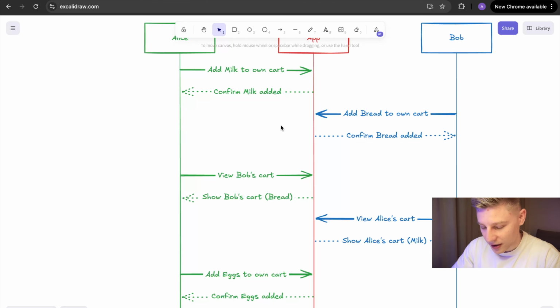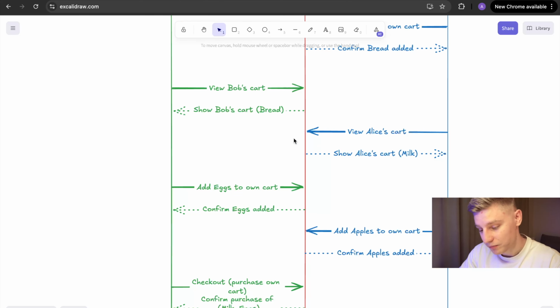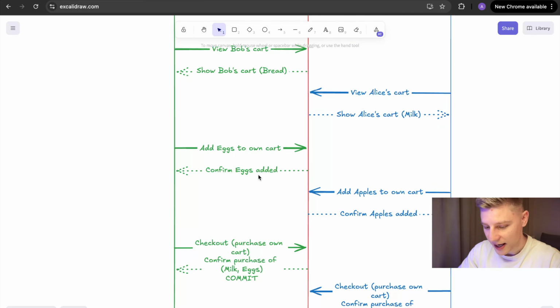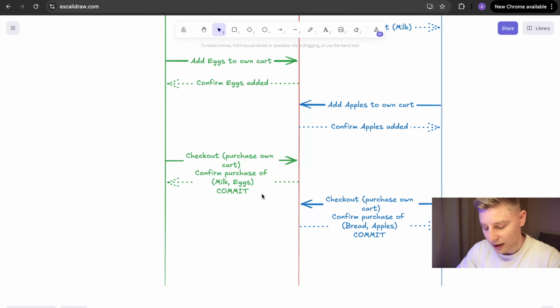The app confirms the purchase. Bob also comes, buys bread, and Alice can see that Bob already bought the bread, so she doesn't buy it. Bob does the same, and he sees that Alice already purchased milk, so he doesn't buy it. Alice also adds eggs to the cart, Bob adds apples, and then in the end, Alice does checkout, so she confirms the purchase and buys all of those items, and the transaction commits, finally finished.